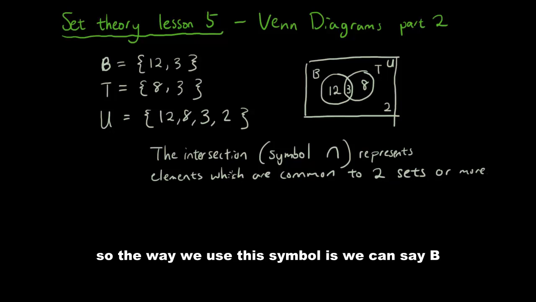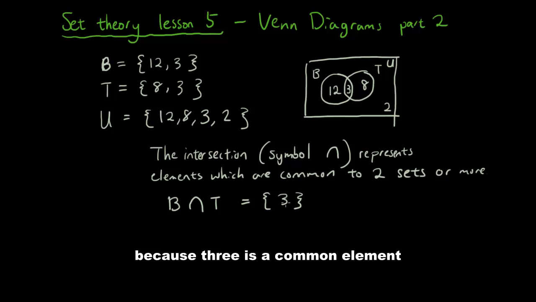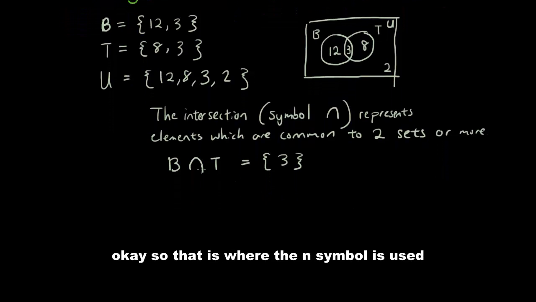So the way we use this symbol is we can say B intersection T, and that will then equal the set 3, right? Because 3 is a common element of the sets B and T. Okay, so that is where the N symbol is used.